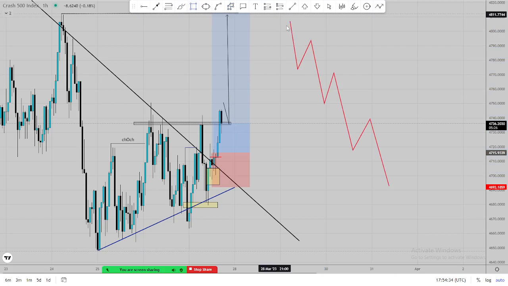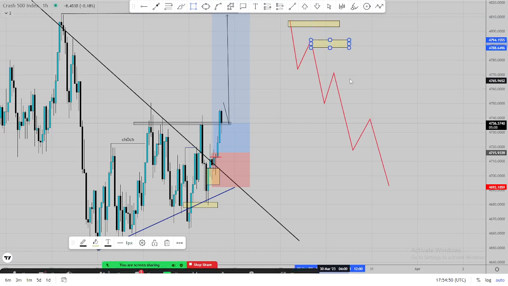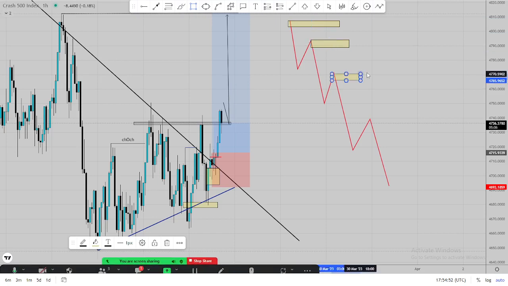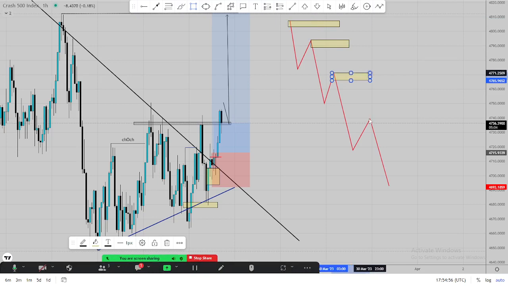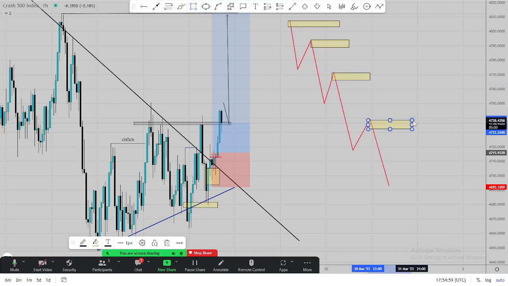You'll find it somewhere around this zone. You'll find the supply there. Same as here, before the market dropped and pushed all the way down like that, you will find the supply there. Here you're most likely to find the supply. So you find so many different supply zones as the market will be moving, in as much as it will be in that downtrend.